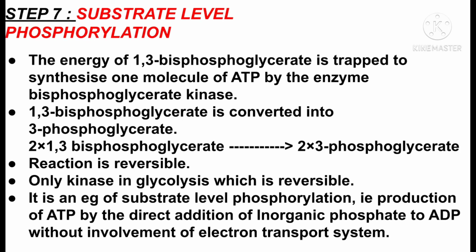Step 7 is the substrate level phosphorylation. The energy of 1,3-bisphosphoglycerate is trapped to synthesize one molecule of ATP by the enzyme phosphoglycerate kinase. 1,3-bisphosphoglycerate is converted into 3-phosphoglycerate. The reaction is reversible. The only kinase in glycolysis which is reversible is phosphoglycerate kinase. It is an example of substrate level phosphorylation, that is, production of ATP by the direct addition of inorganic phosphate to ADP without involvement of electron transport system.